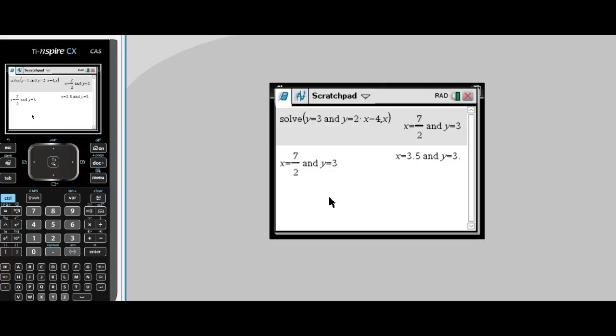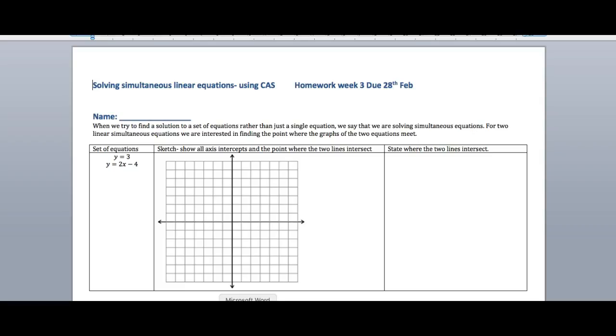Okay, so we have the intersection is x equals 3.5 and y equals 3. Remember, we also have to find the x-intercepts and the y-intercepts. So let's go back to our graph. The first one, y equals 3. Hopefully by now you know that when it's just y equals a number, it's a horizontal line. So this one is a horizontal line going through y equals 3.